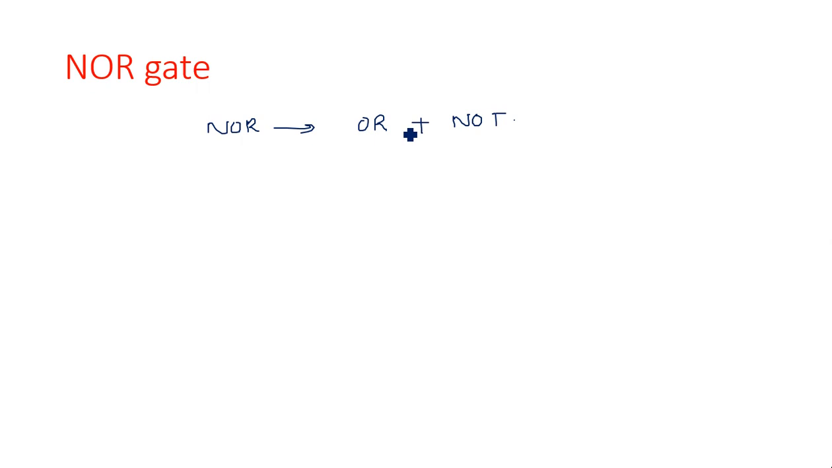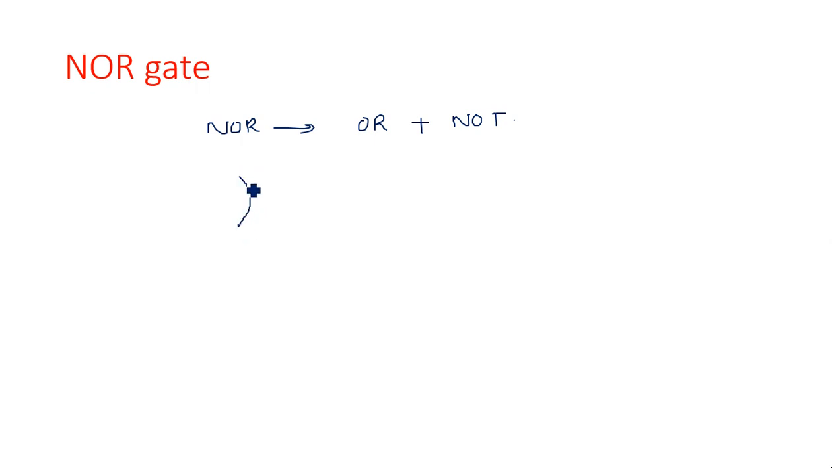One more important thing: in the beginning of logic gates, I discussed three gates, AND gate, OR gate, NOT gate, named as basic gates. Any logic circuit, any logic gate needs a basic gate. Even NOR gate can be implemented by taking OR gate plus NOT gate. These two are also basic gates. So OR gate followed by NOT gate is nothing but your NOR gate.